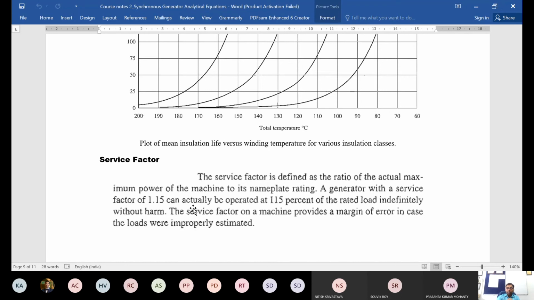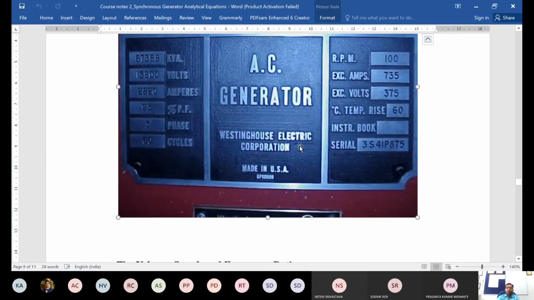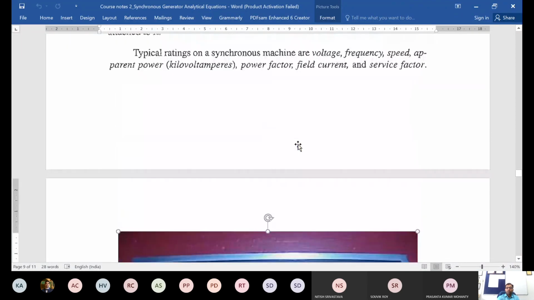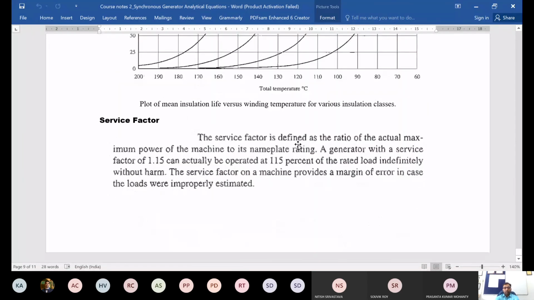This type of thing is practiced many times to account for improper load estimation. So basically what we are doing is derating. Whatever was supposed to be the actual nameplate rating, we are derating by some amount, and then quoting that as the service factor, that this much extra it can absorb. That is the service factor. As I said, the service factor is not mentioned here, but many machines will have that also listed. So this was all in our discussion on the machine ratings.